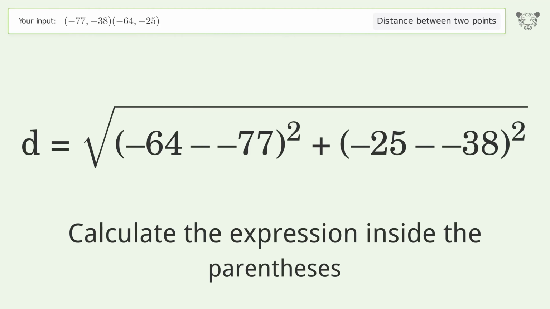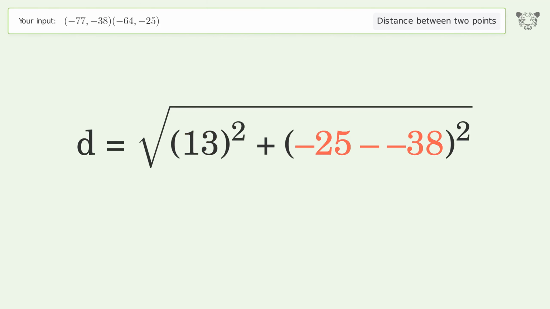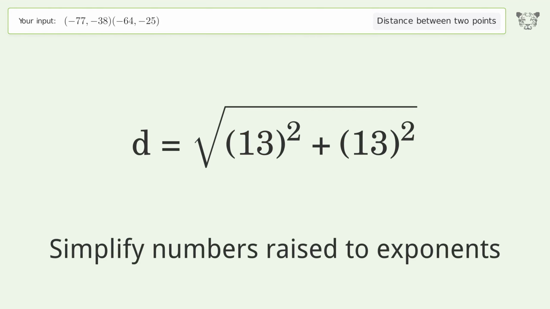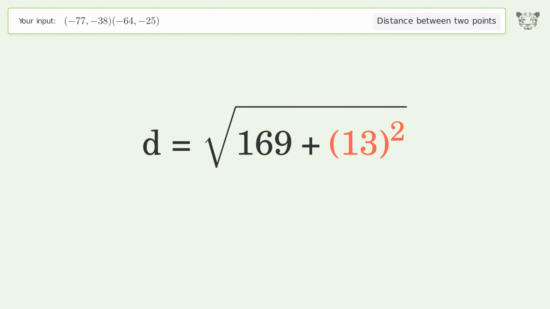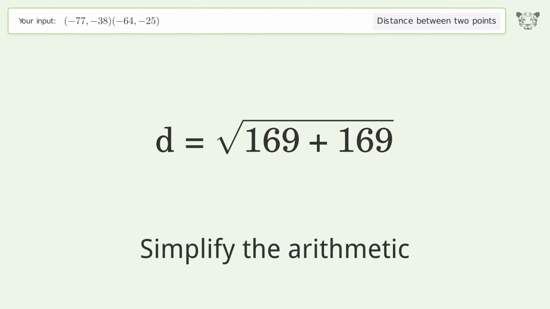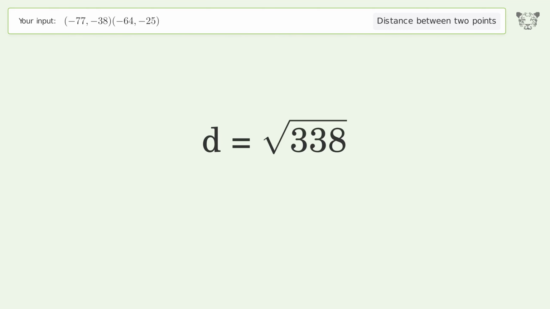Calculate the expression inside the parentheses. Simplify numbers raised to exponents. Simplify the arithmetic. And so the distance between the 2 points is the square root of 338 or 18.385.